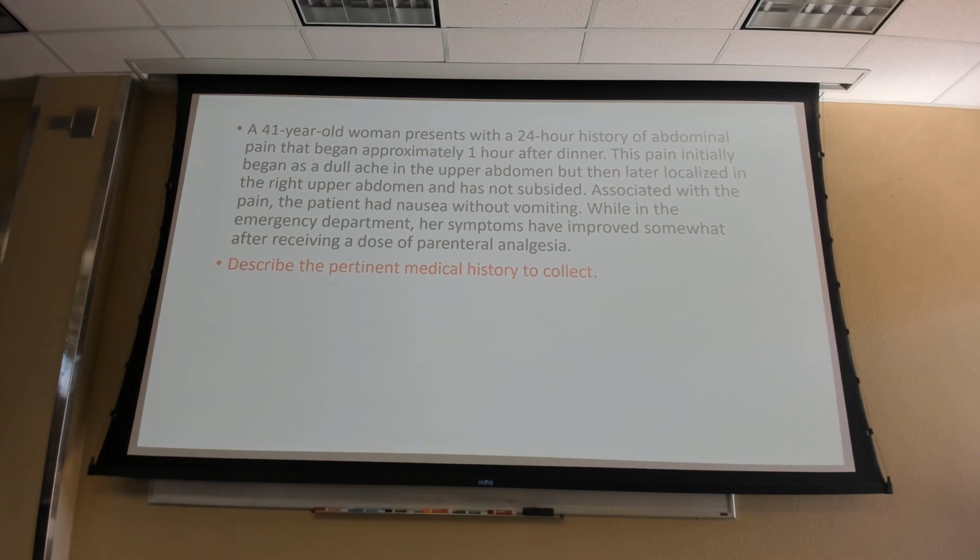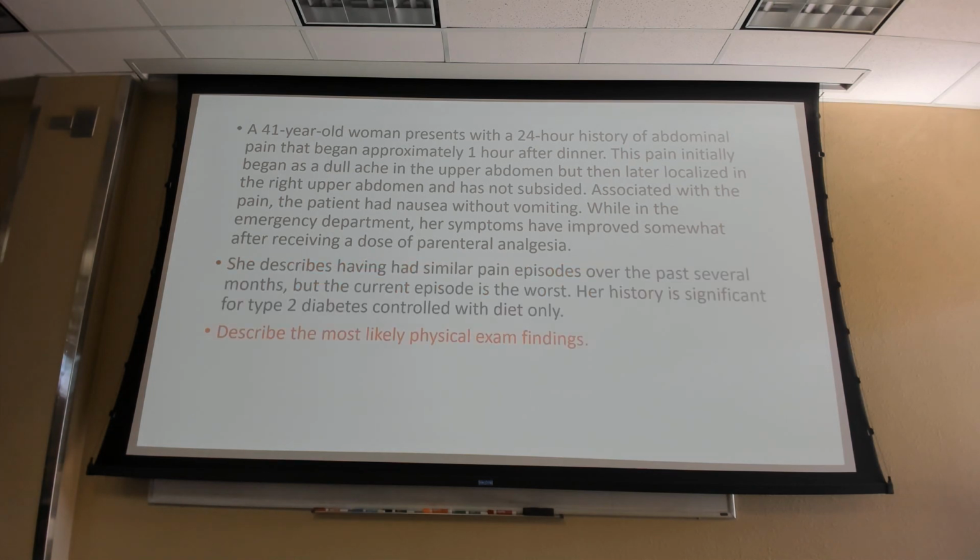What's some history you guys want to know on this? Yeah, does she have gallstones? That's a good one. Yeah, have you ever been diagnosed with like cholelithiasis? Good. Have you had similar episodes in the past? And then obviously any pertinent past medical history, you know, last menstrual period or any chance you could be pregnant. And then any history of abdominal surgeries is important. Good. All right. She had a similar episode over the past several months. But this is the worst episode she's had. She has type 2 diabetes controlled with diet.